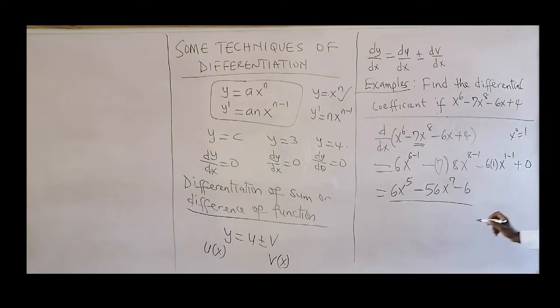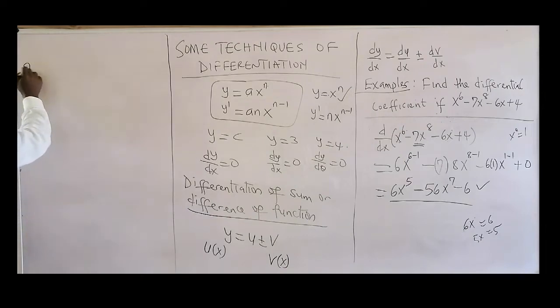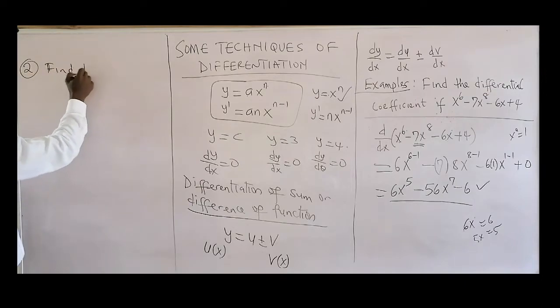In a nutshell, whenever you are differentiating 6x, which doesn't have a power, the derivative is 6; for 5x, the derivative is 5, and so on. So that's that on this question. Let's see another question. Next question, example 2: find the derivative.